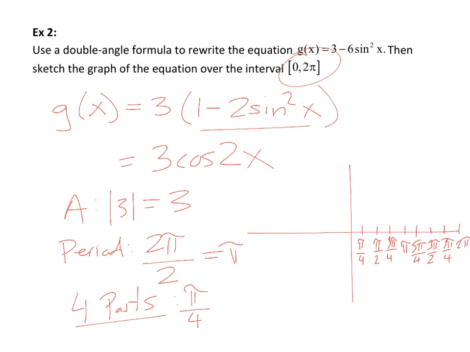And the amplitude is 3. And I'm working with cosine. So I start up at the maximum, go down to 0, down to the minimum, back to 0, up to the maximum. All right, and then same thing again. All right, there's the graph going from 0 to 2 pi. All right, let's go to the next example.